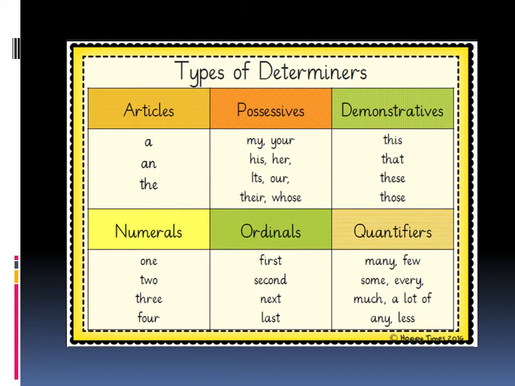It's at the beginning of the noun phrase. Those are also considered determiners, but they can also be classified as other parts of speech. It all depends where they're located in the sentence.